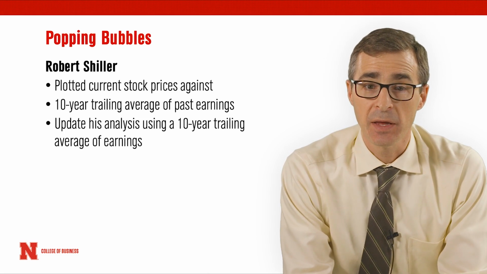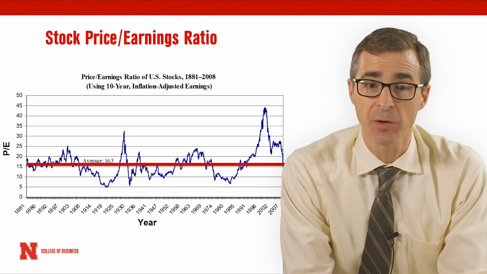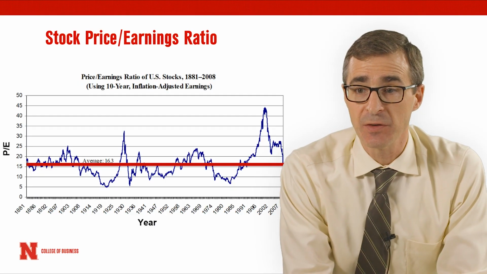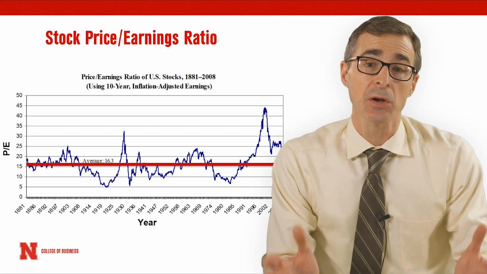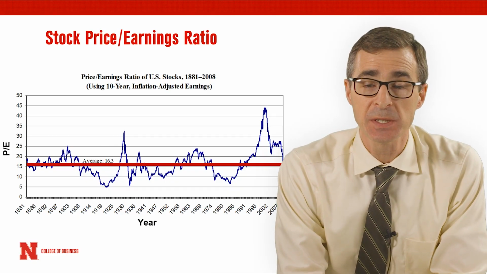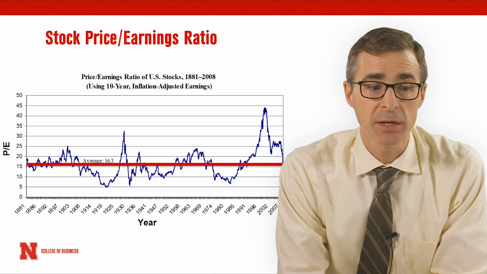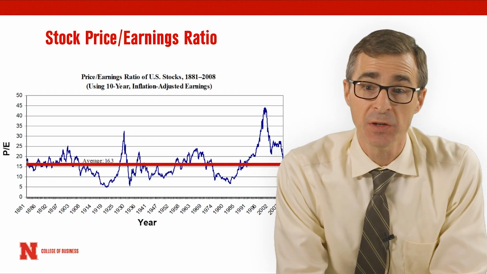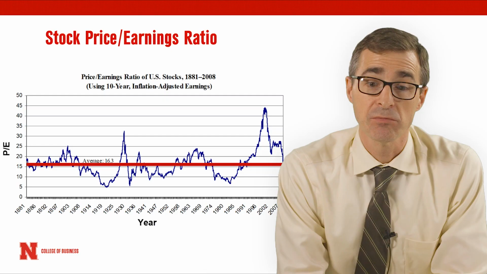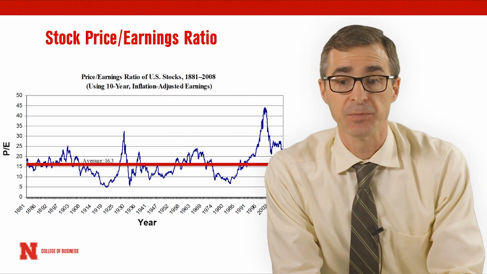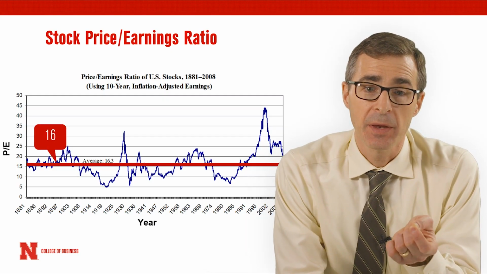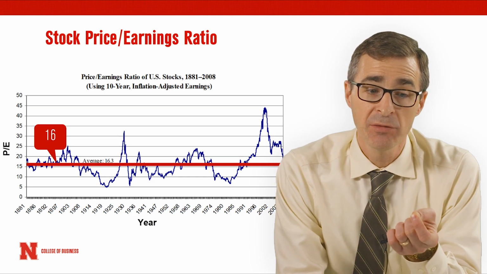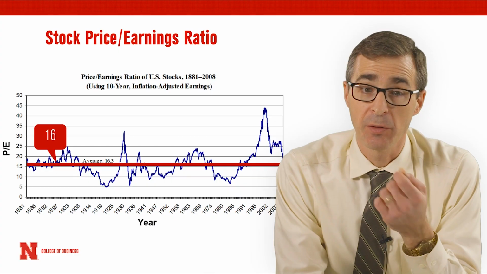And if we update his analysis using a 10-year trailing average of earnings, we can see that the long-run average ratio in the United States is about 16, which means that on average a stock's price is about 16 times its trailing 10-year earnings. Or equivalently, if you hold a typical stock for 16 years, the earnings will cover, on average, the purchase price. We can see as well that in this graph, there are a number of periods where stock prices went well above and well below the long-run average.